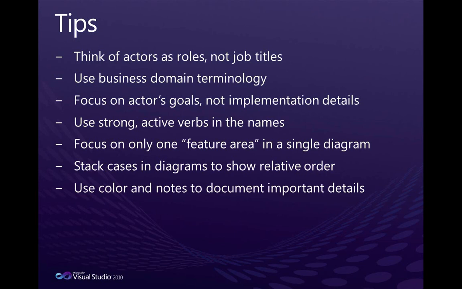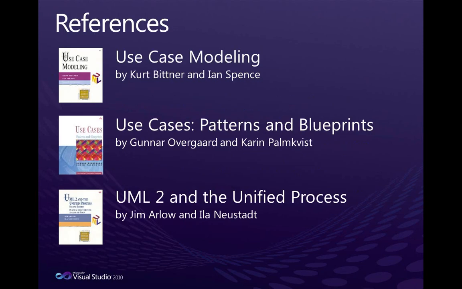Finally, you can use color and notes to document important details. I used a note specifically to show that this particular scenario extended off of one of the earlier scenarios. I could also use color. Maybe at some point when we start talking about our implementation plan, we build our iteration plan together and we color code the use cases in the order that they're going to be implemented. So iteration 1 might be blue, iteration 2 might be green.